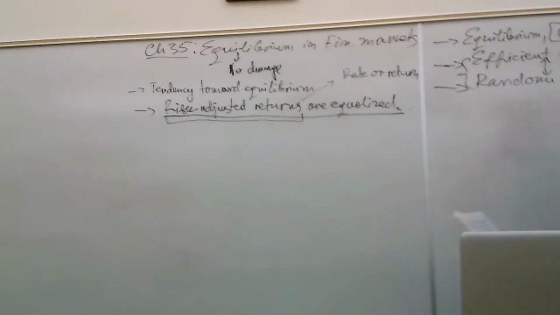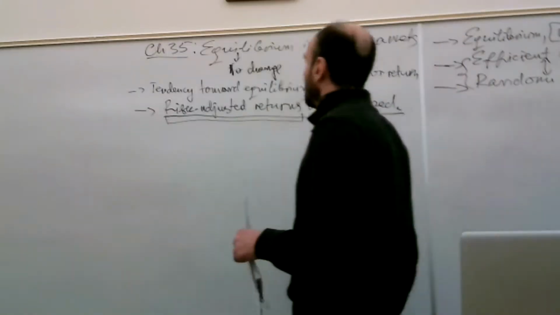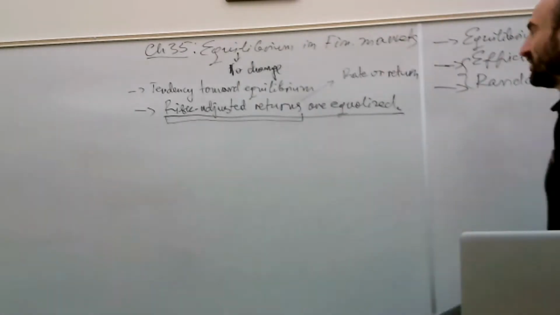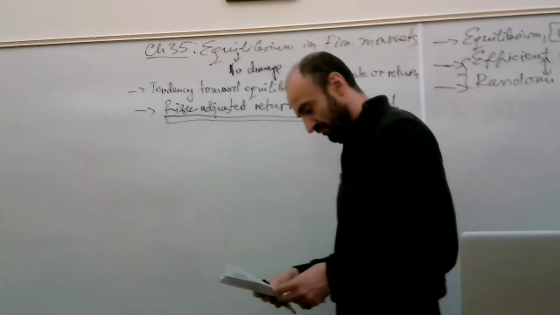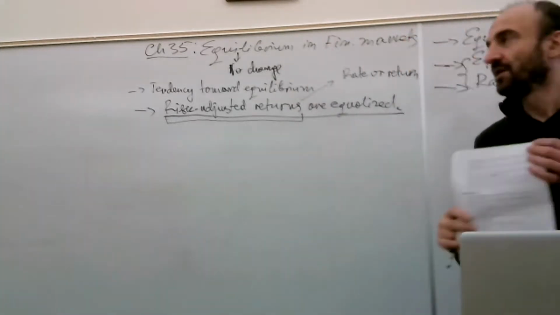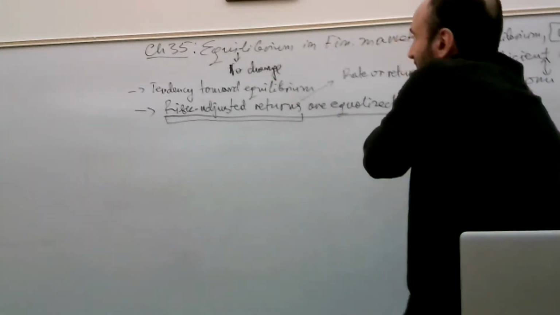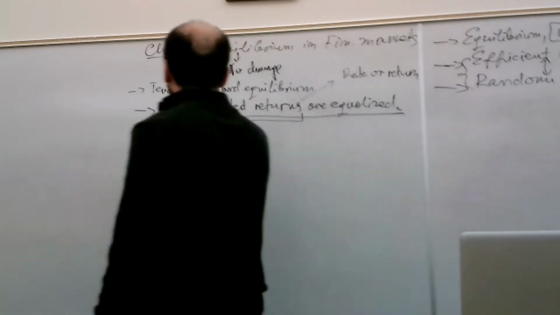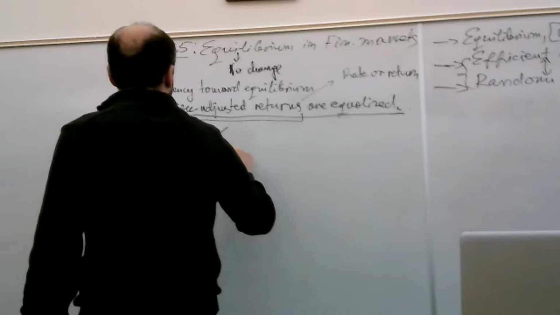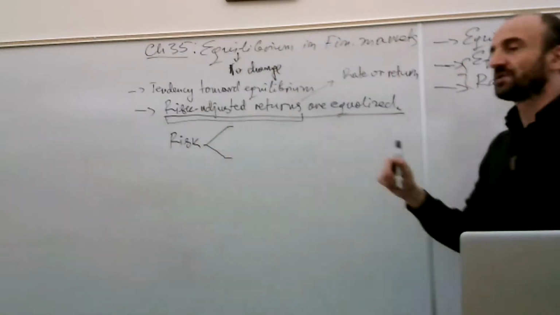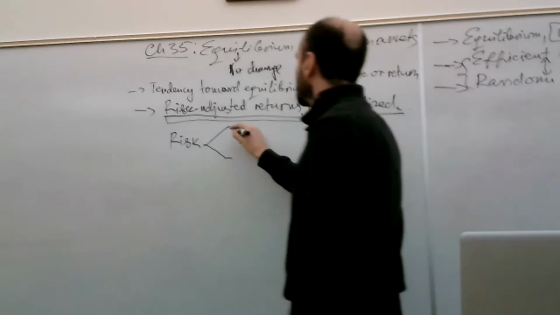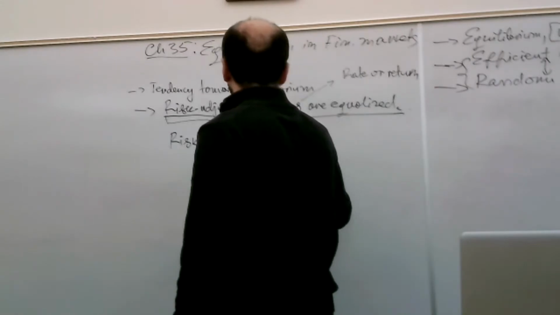Now, why does the concept of equilibrium involve the risk adjustment of the rate of return? That's our task to try and explain. There are two concepts associated with risk that help us understand this. The first is a mean, the statistical mean. The second is variance.